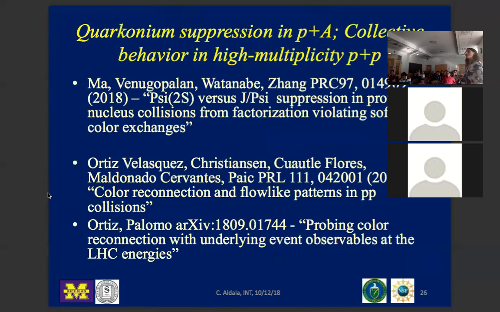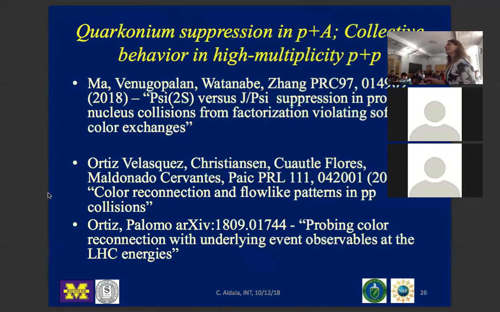Here are some other papers related to quarkonium suppression in pA and collective behavior observed in high multiplicity pp collisions. So Ma, Venugopalan, Watanabe and Zhang in 2018, earlier this year, their title was Psi(2S) versus J/Psi suppression in proton-nucleus collisions from factorization violating soft color exchanges. So similar ideas, but now motivated by heavy quarkonium suppression in pA.